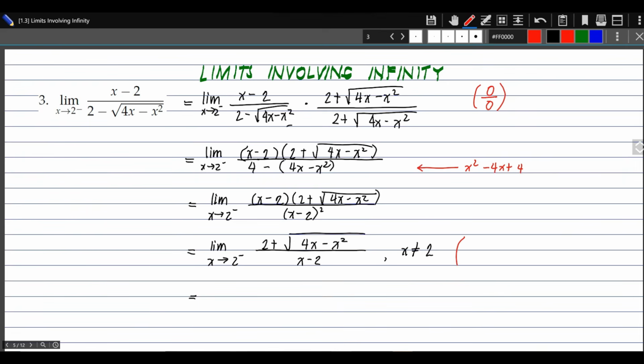Now in this form, if the numerator is evaluated at 2, we have 2 plus the square root of 4, and the denominator goes to 0 through negative values. So we have a positive constant over a denominator that goes to 0 through negative values. Therefore, the limit is equal to negative infinity.